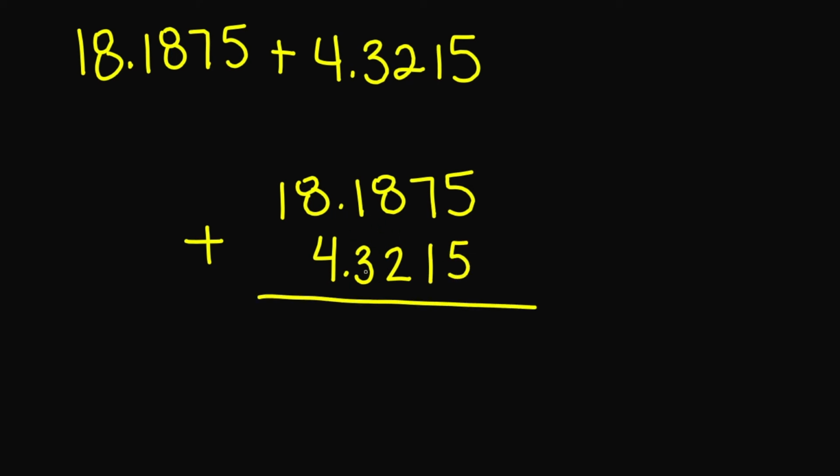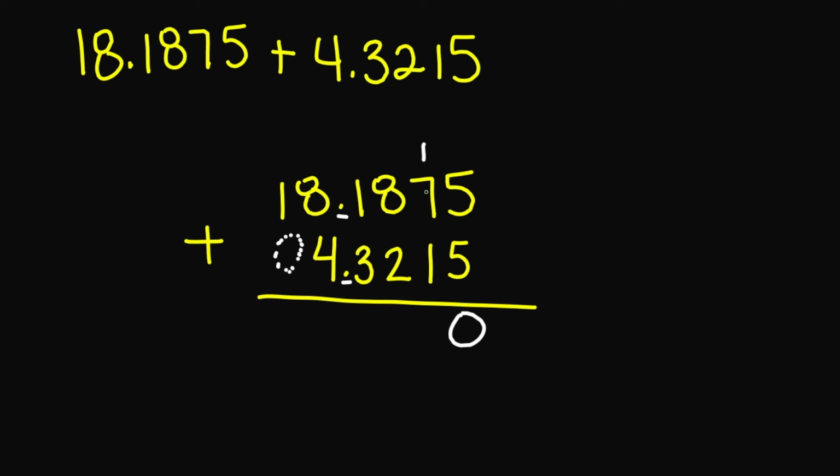All of my numbers are lined up. My decimal point is lined up. And if you want, you can go ahead and add your imaginary 0 now and fill in the gap right here. So 5 plus 5 is going to be 10. I'm going to write my 0, carry the 1.